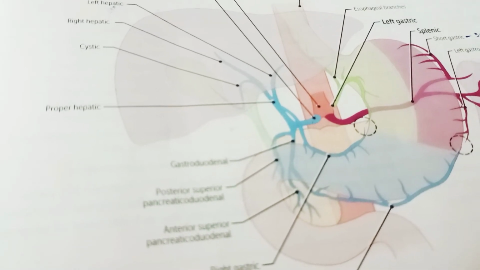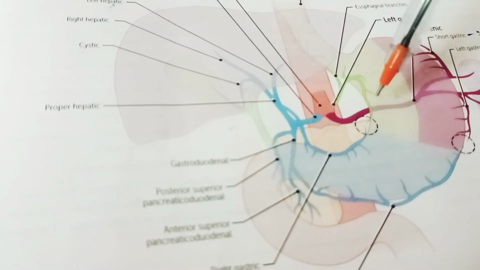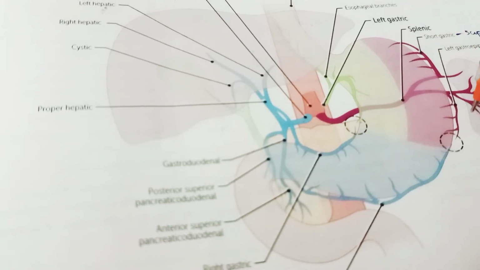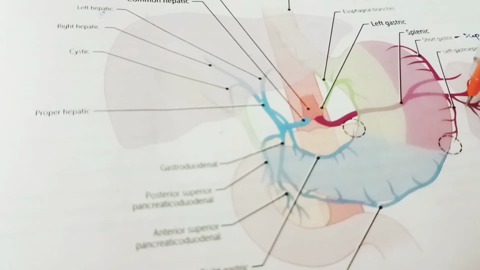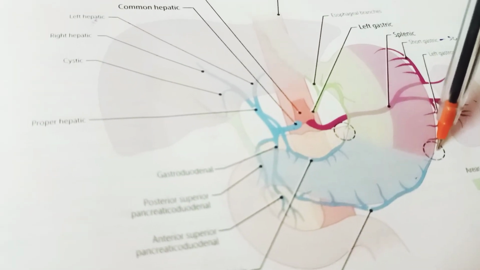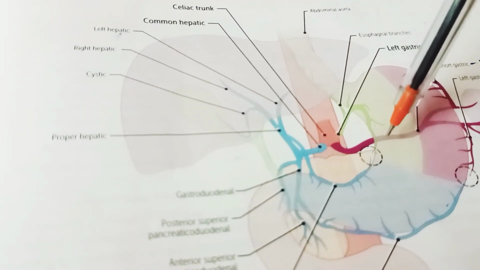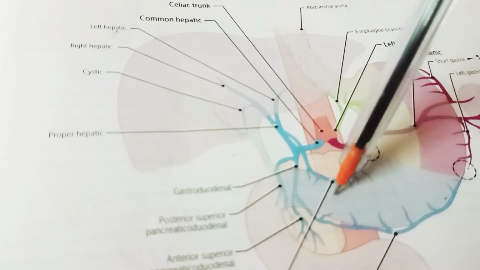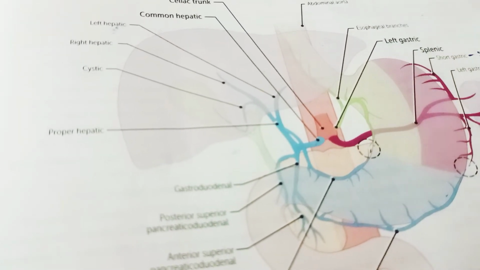There's a strong anastomosis especially between the right and left gastroepiploic arteries, and also this is the gastroepiploic here. This is the left gastroepiploic, right gastroepiploic. Here there's anastomosis, and there's also anastomosis between the right and left gastric arteries. You can see this is the left gastric, this is the right gastric. Now let us see all these arteries.